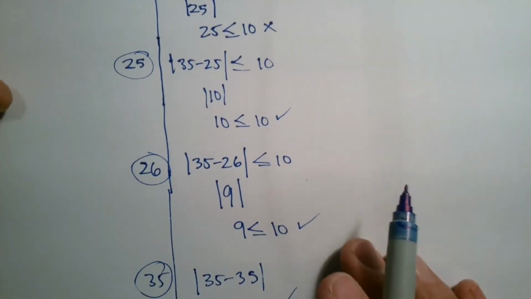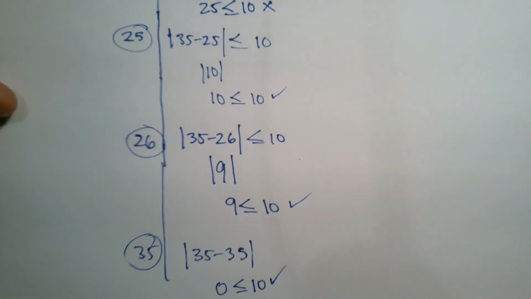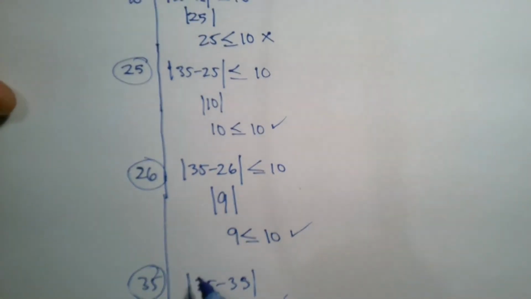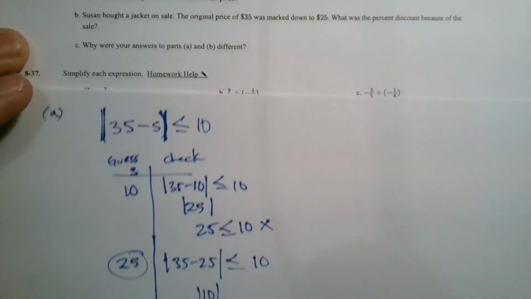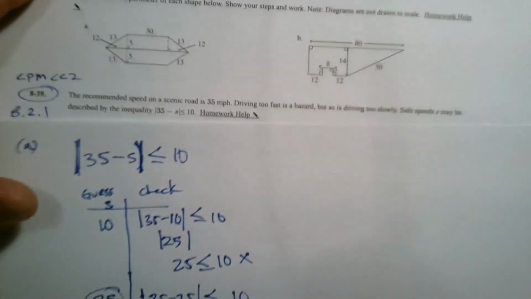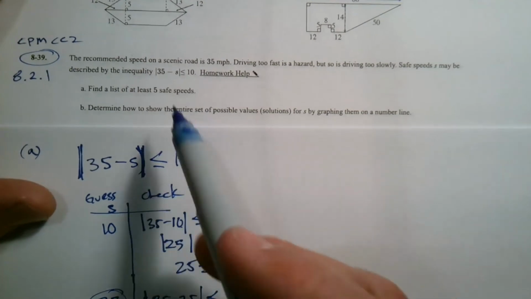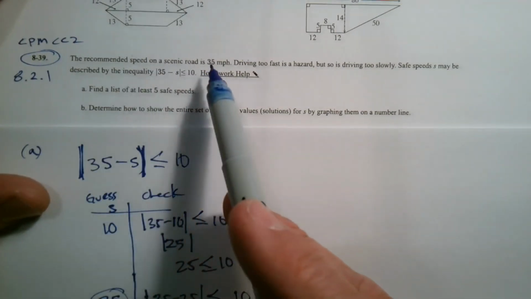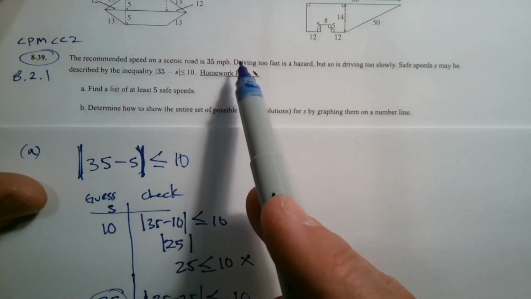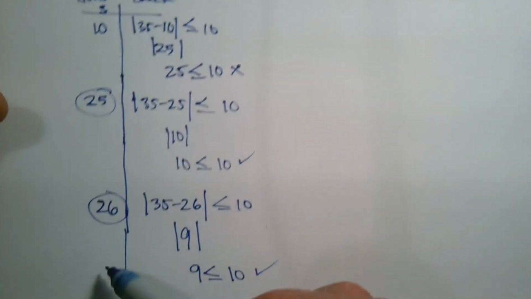So why do they give us this absolute value piece? Because of the speed limit. If I go back to the original problem, here we go. It says that the speed limit on the scenic road is 35. So I'm looking at these numbers that are less than 35.